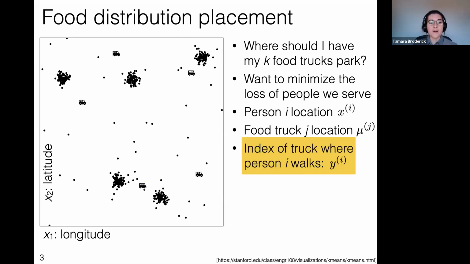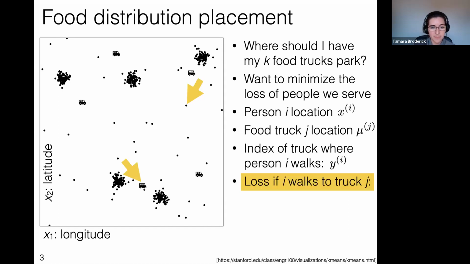Okay, so now let's assume that each person walks to a single food truck. And maybe we communicate with them beforehand on the phone and we say, hey, here's your food truck. You can expect your meal is going to be at this particular food truck. And that food truck, we need to identify to them. And so let's call the food truck for the ith person y^(i). And so for instance, if we call them up and we say, hey, you should go to this food truck, then we're going to want to denote that with y^(i).